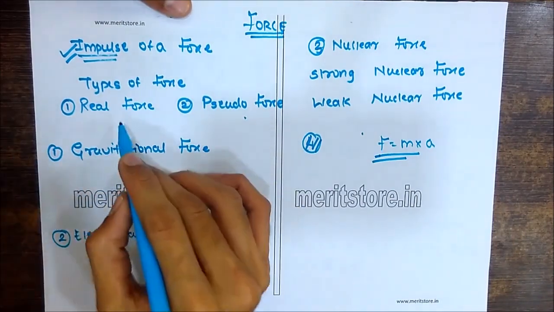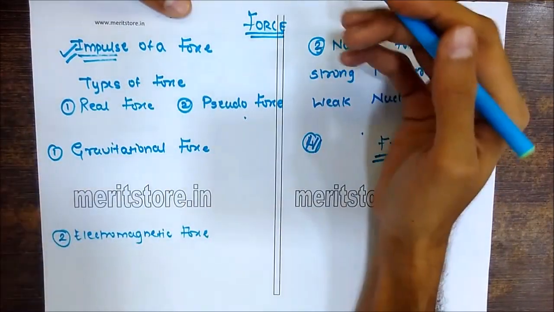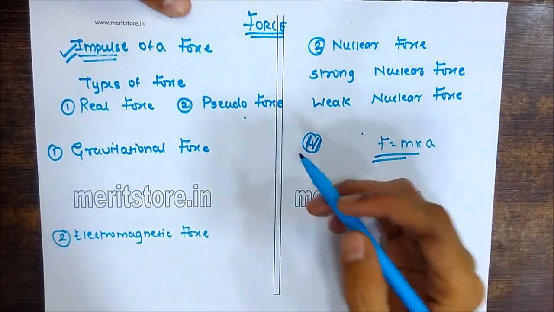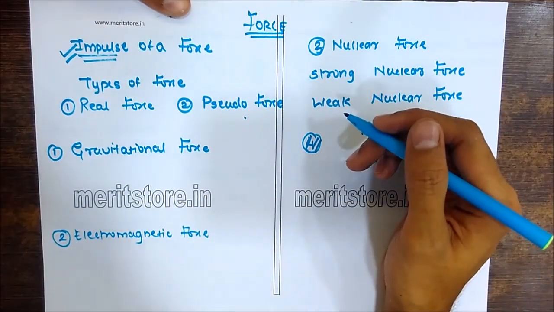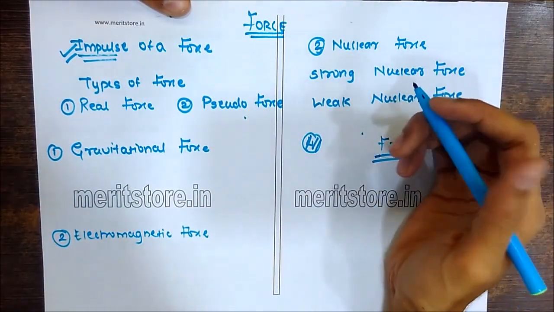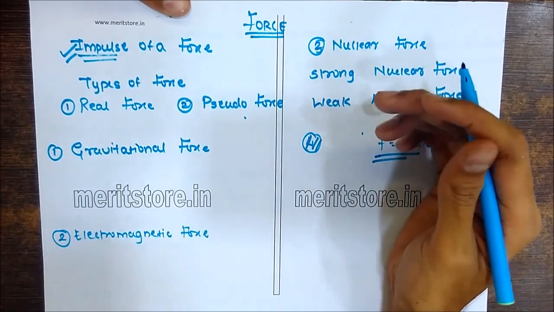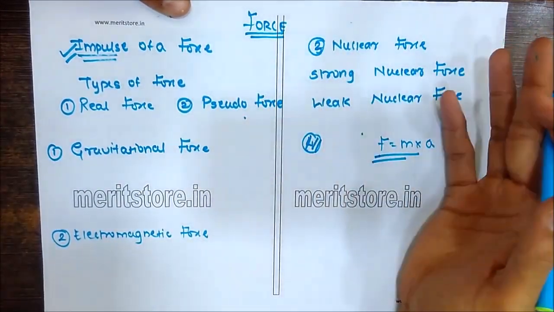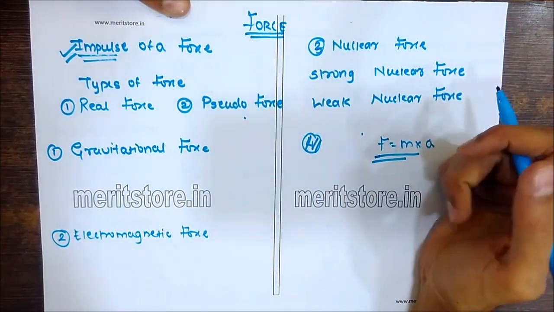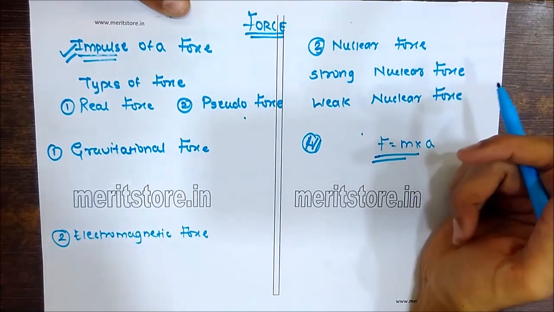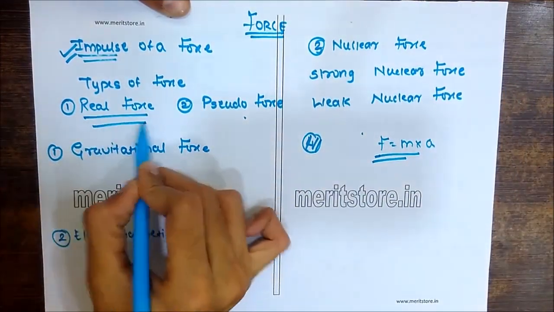Types of real forces include the revolution of the earth around the sun, which is because of gravitational force. Also, the motion between two solid surfaces gives rise to the force of friction. Also the binding energy of the protons and the neutrons. These types of forces are called real forces.